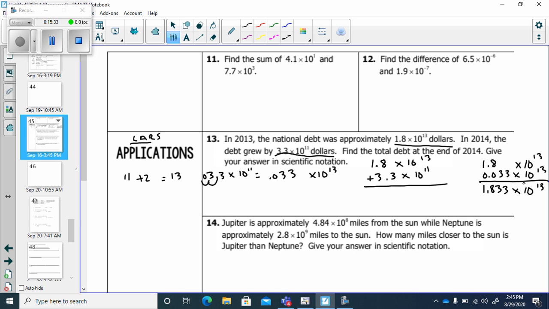Okay, I'm going to give you a chance to work on some of these yourself. Remember, no calculation.